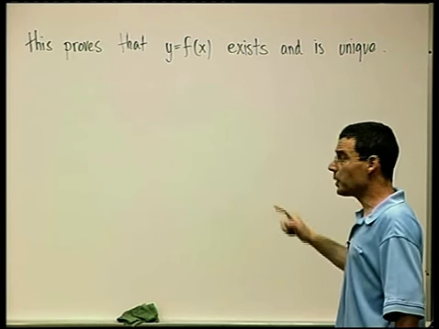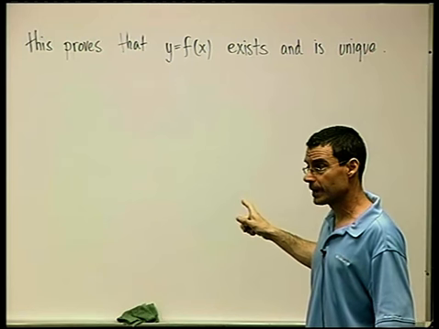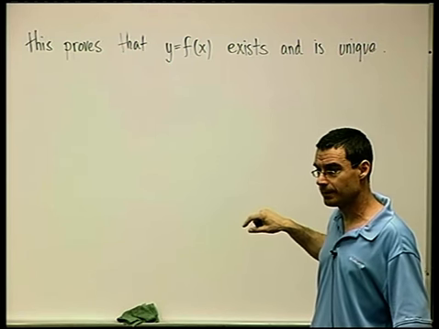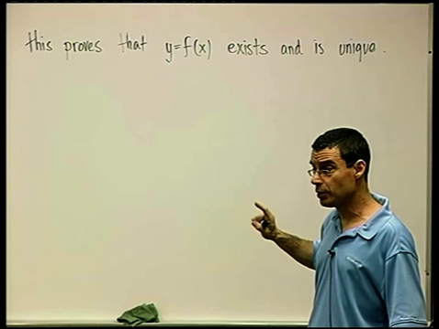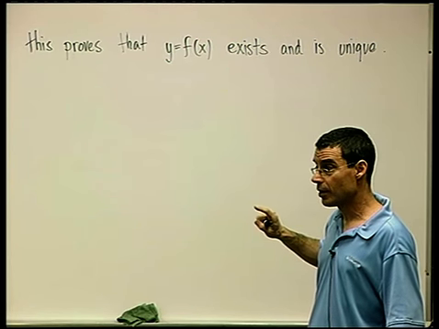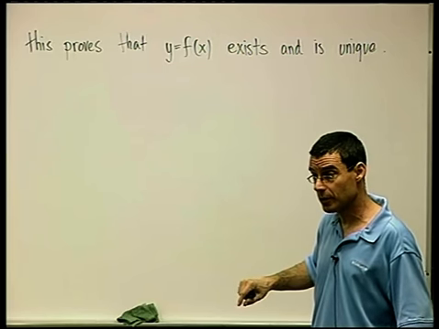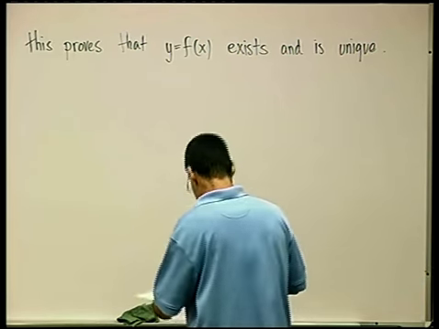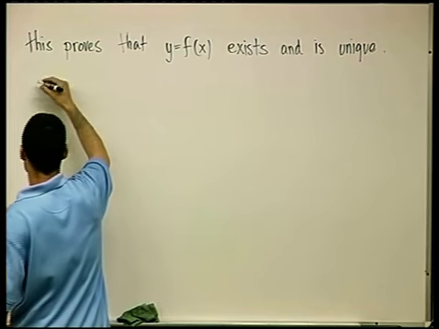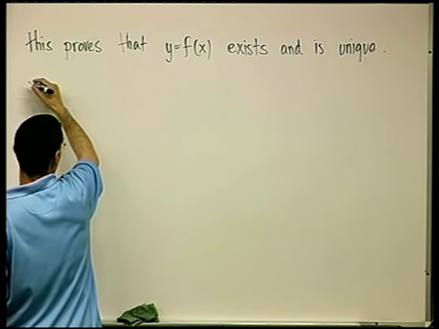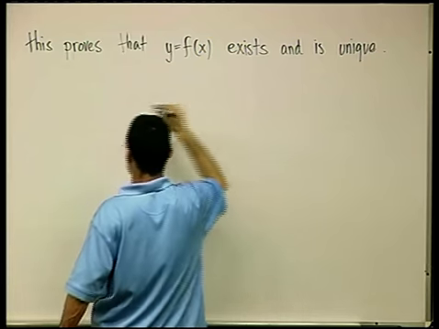Okay. So are we done? Can I put the square Halmos here? No. What do we still need to prove? Right. We need to prove the formula for the derivative. Okay. But in fact, that's rather easy. So this proves that y exists and is unique.